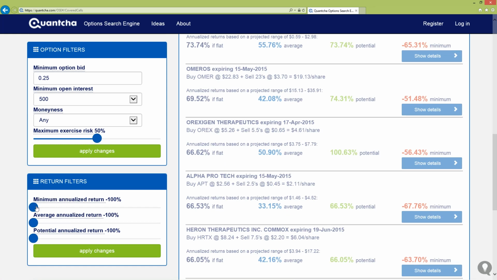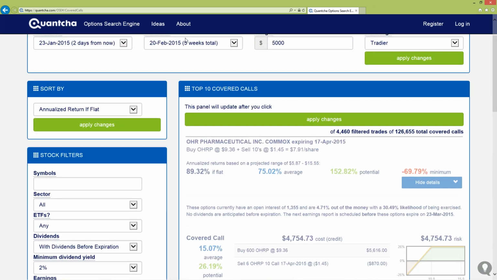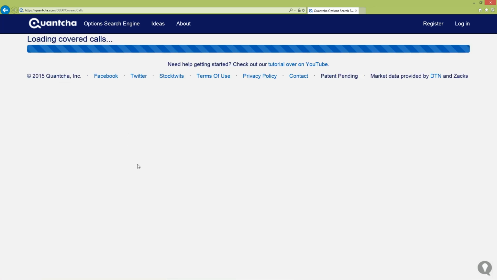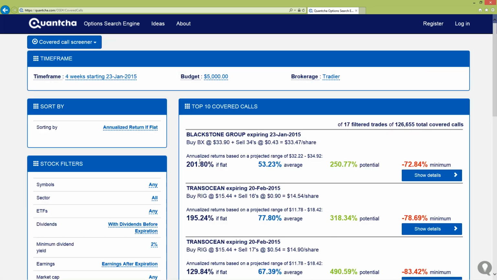And then we could come in and say that we would like to see a potential return of at least 10%. And these are just kind of arbitrary numbers we're putting in just to demo it out here. And you can click any of these apply buttons when you're ready to go through, and we can see we've got the results that have come back.